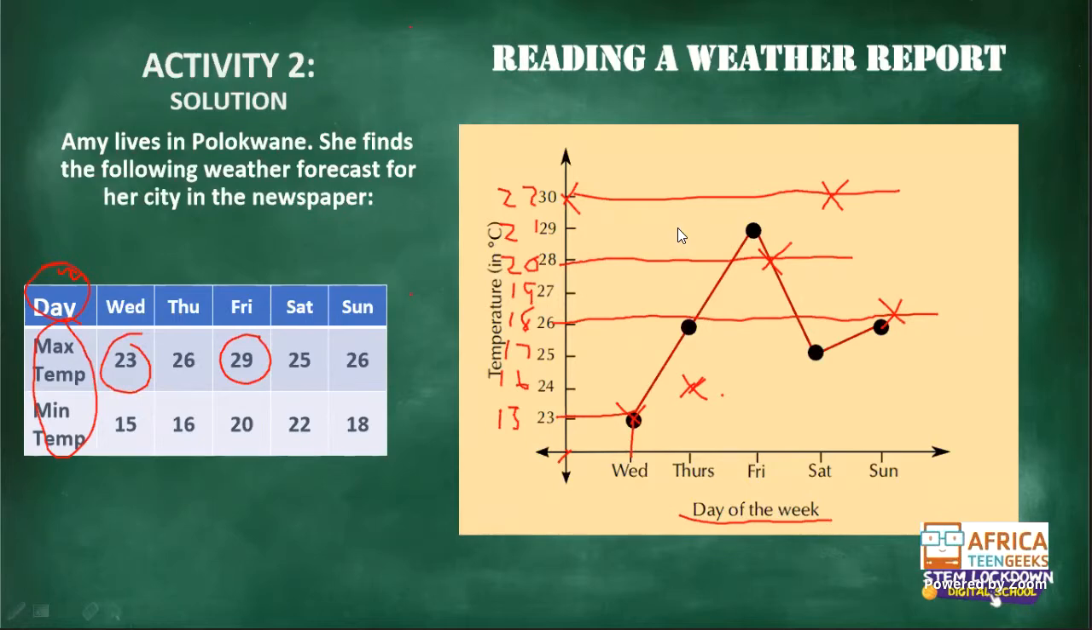Let's quickly change the color of my pen. Let's make it a nice blue, and we will draw the line for our minimum temperatures. There, there, there, and there. So does that follow the same pattern as our maximum temperatures?